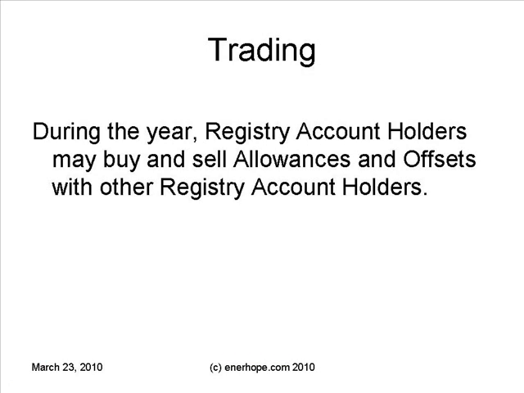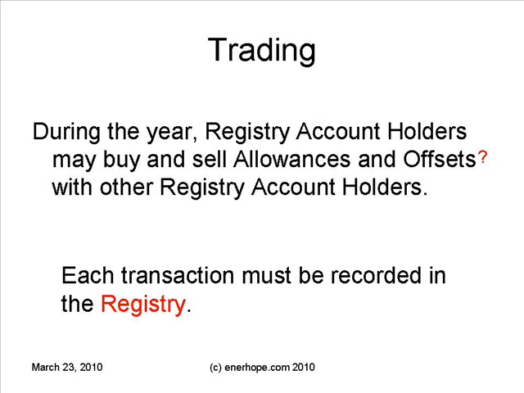During the year, registry account holders may buy and sell allowances and offsets with other registry account holders. Offsets will be explained later in this chapter. Each trade must be recorded in the registry. The purchase and sale of allowances and offsets by registry account holders can be facilitated by brokers and exchanges.